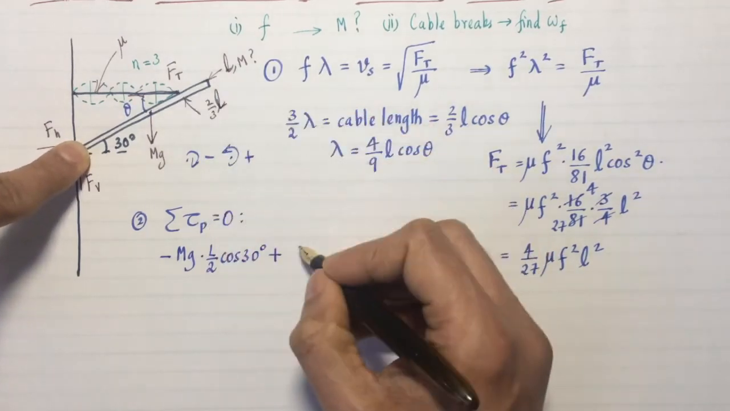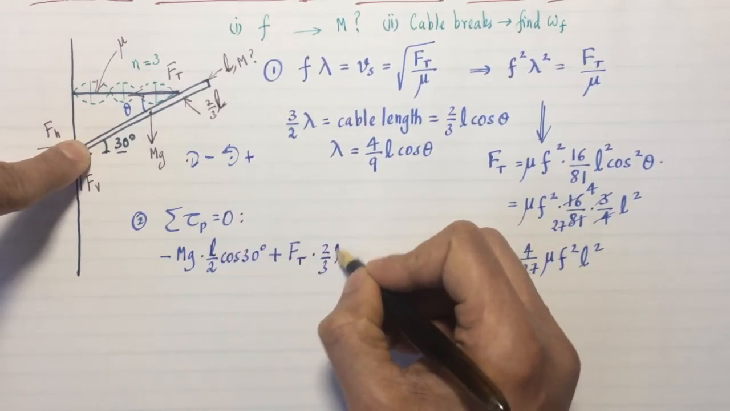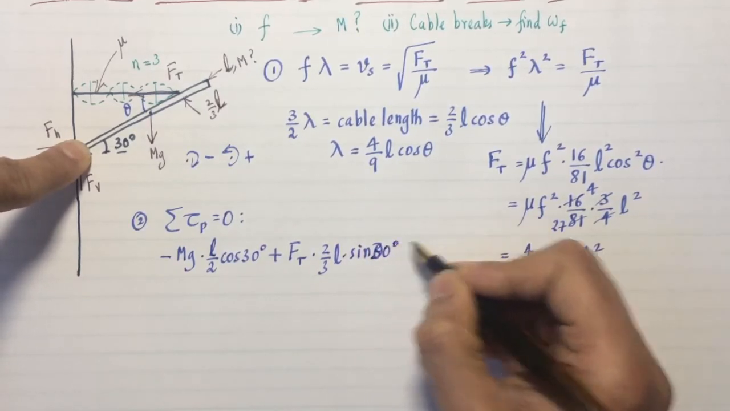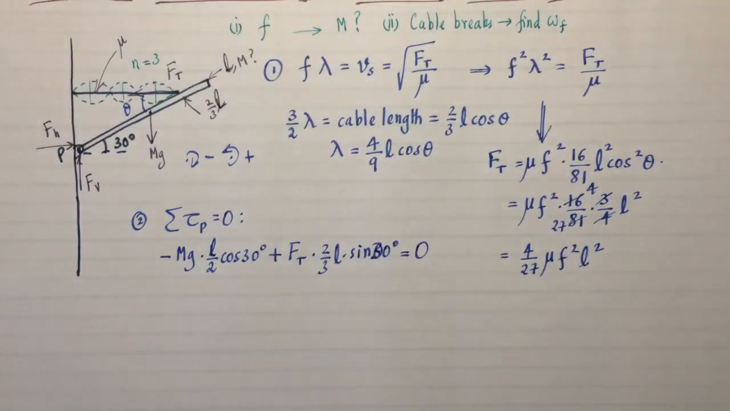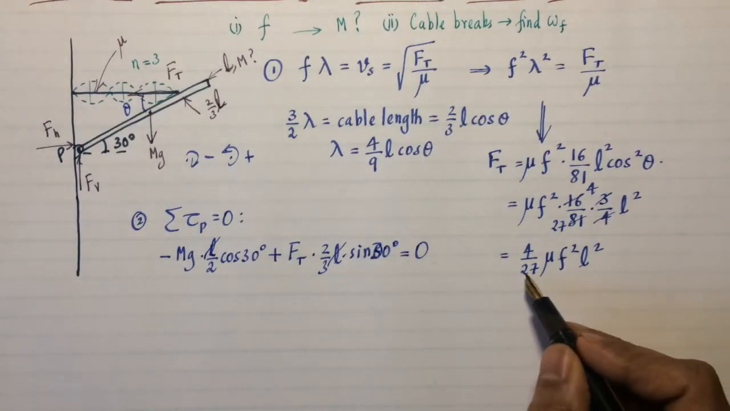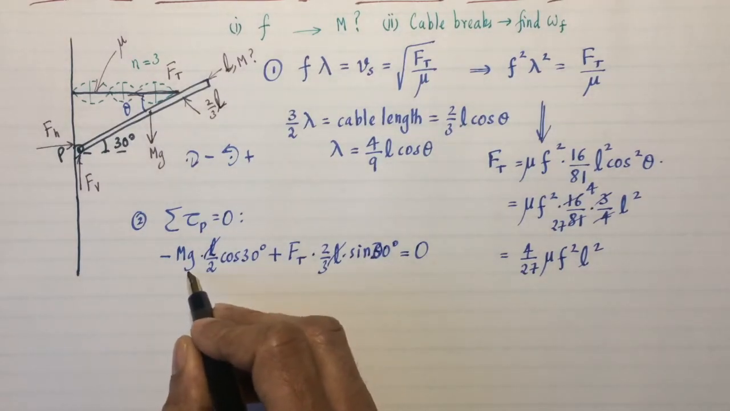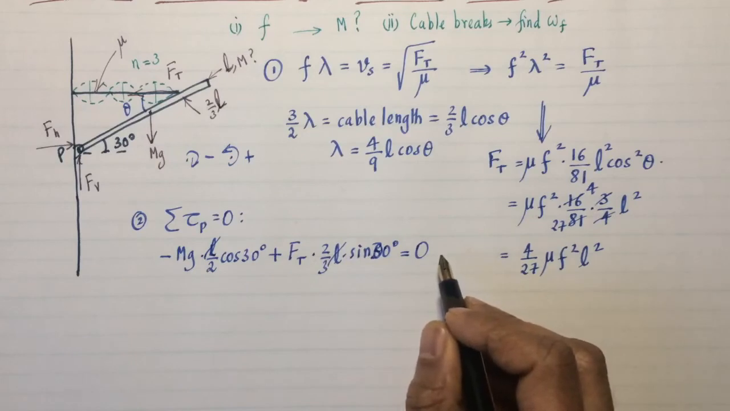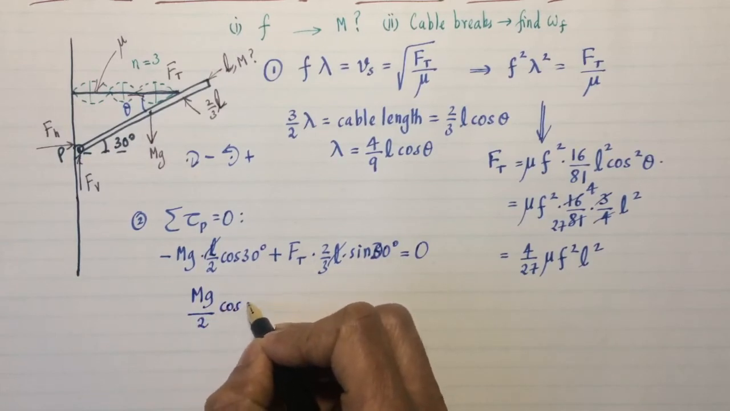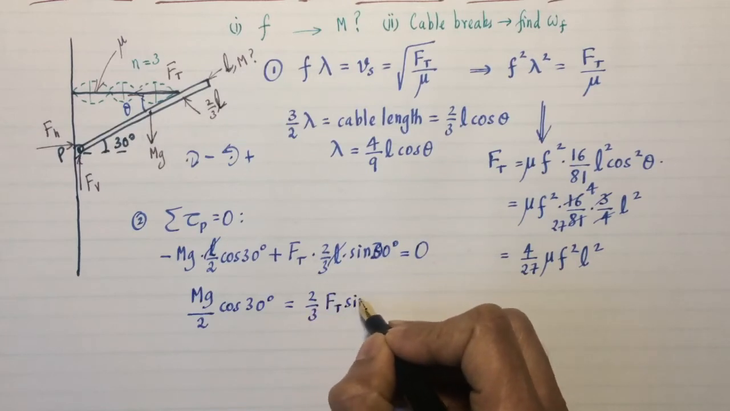Positive F_T times 2/3 L times sine theta, which is again 30 degrees. And that's equal to 0. Very nice. You notice that L cancels out here. I can put for F_T this thing. So let's do the following. I'll take mg over 2 cosine theta to the other side. Mg over 2 cosine 30 equals 2/3 F_T sine 30.